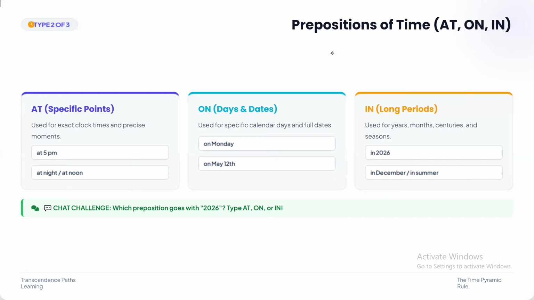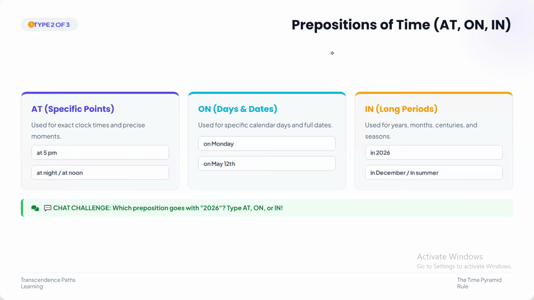However, on is used for days and dates. Used for specific calendar days and full dates. Please pay attention to that. On Monday, on May 12th, on September 28th. In is used for longer duration, used for years, months, centuries, and seasons. Whenever you have a longer duration, you tend to use in: in 2026, in December, in summer.